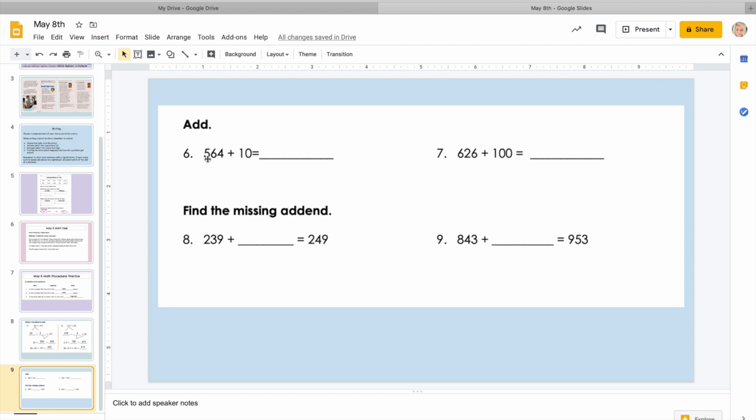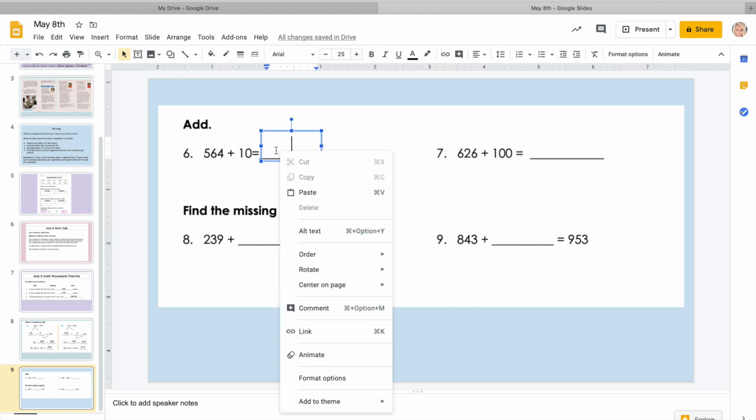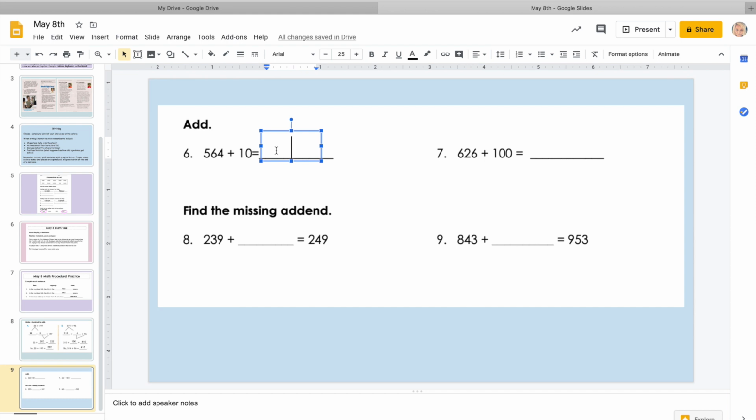So for number 6, we have 564 plus 10. If you notice, there is not a number in that hundreds column, so that value is automatically 0, so we know the hundreds is not going to change. We do have a 1 in the tens, so this spot is going to increase by 1. And we know 6 plus 1 is 7, and then we have a 0 in the ones column, so that's not going to change. So if we use our mental math skills, that's going to tell us that 564 plus 10 more is 574.